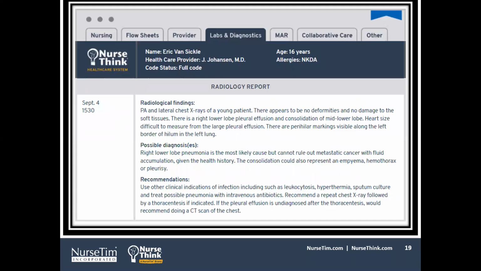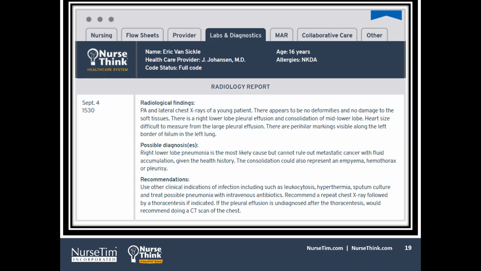Tying on that, very similar, how about a sample radiology report? And this example that's here, I like it just because it is vague. If you look at the possible diagnosis, and this one does have patient information on it, it doesn't tell us what's going on with this 16-year-old, but it does say that there's right lower lobe pneumonia, most likely caused, but cannot rule out metastatic cancer, fluid accumulation, consolidation, could be empyema, hemothorax, pleurisy, lots of possibilities here.